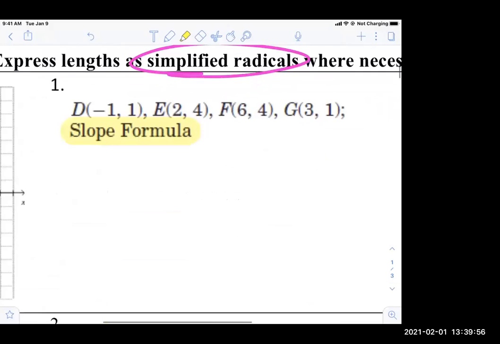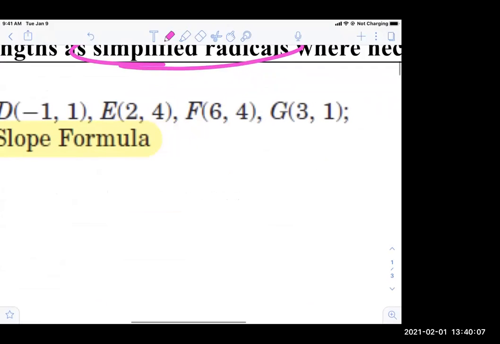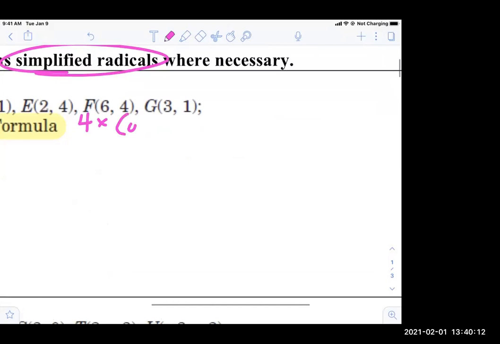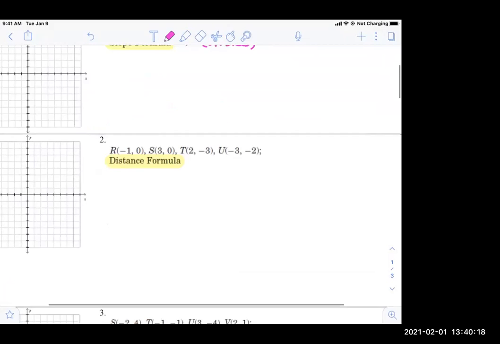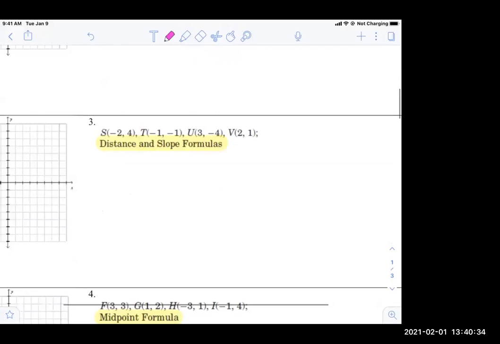So when you do slope formula, how many slopes should I be able to see? How many slopes do you have to calculate? 4. 4 slopes. And you're doing that on the sides. For the next one, there should be distance formula 4 times on the sides, right? Distance and slope.